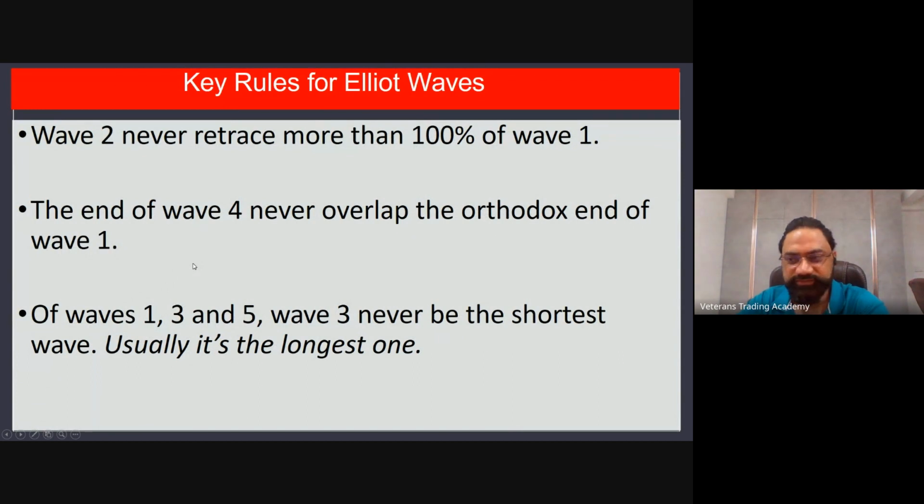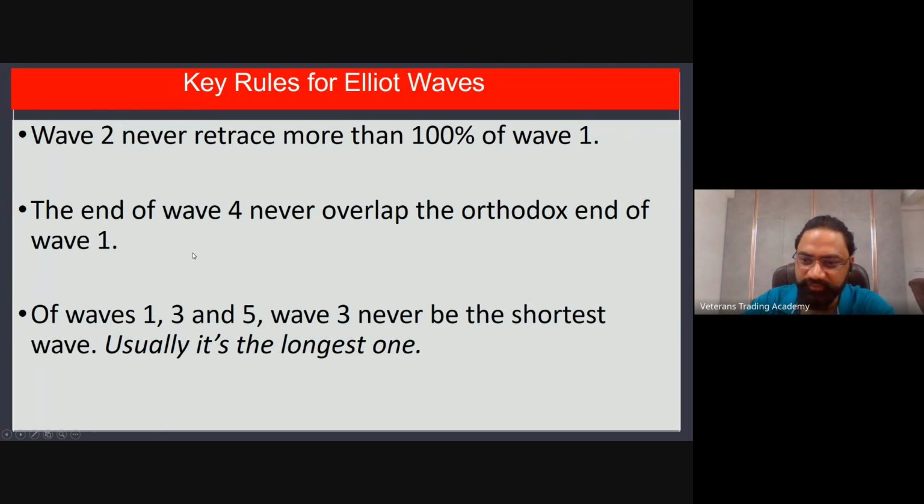Now there are certain rules which he has made that wave 2 shall never retrace more than 100%. इसका मतलब wave 1 बन गया है तो wave 2 का जो retracement होगा should not be 100%. It can be up to 61% if you go by Fibonacci or something like that. 50% lesser the better. The end of wave 4 will never overlap the orthodox end of wave 1.